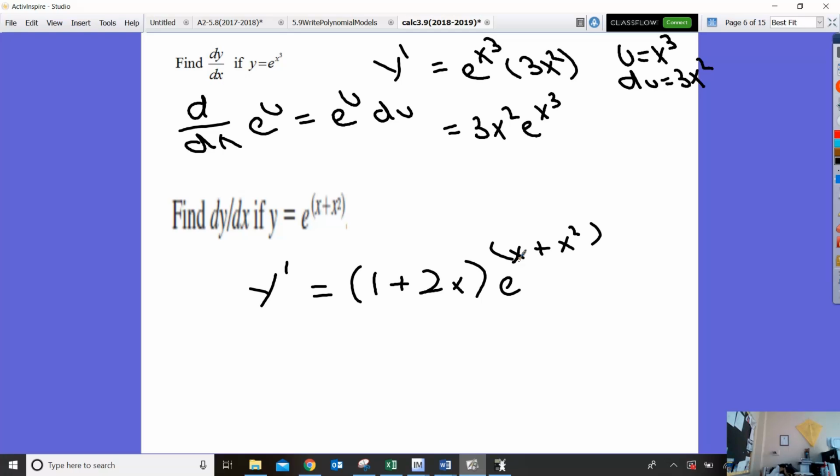Trying to think if the author of the book would do anything different with this. Sometimes they leave them factored, and sometimes they don't. I wouldn't be surprised if you saw something like this: e to the x plus x squared plus 2x e to the x plus x squared. You know where that came from? How did I come up with that answer? I distributed it. Don't be surprised if you see stuff like that.